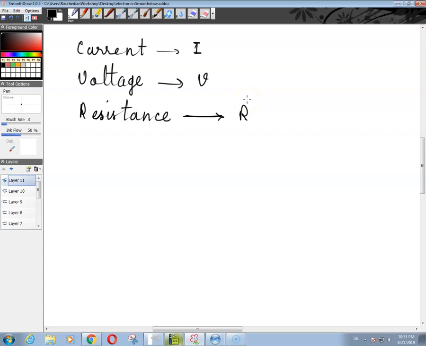Voltage has also been called the potential difference.